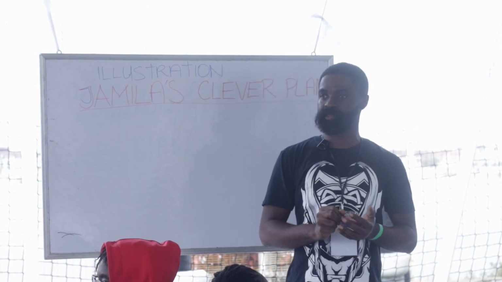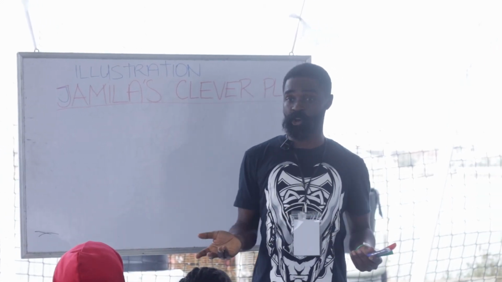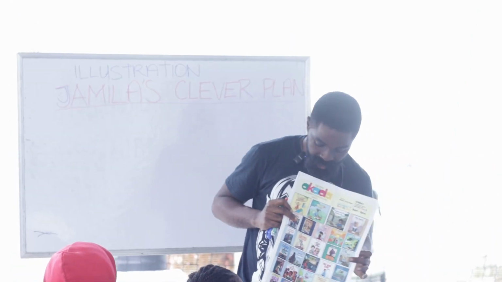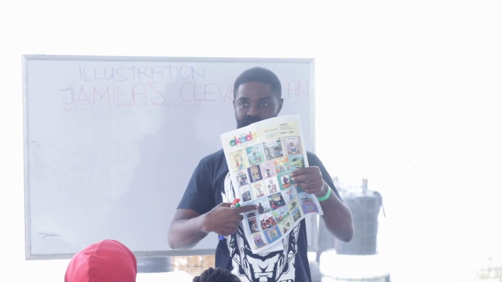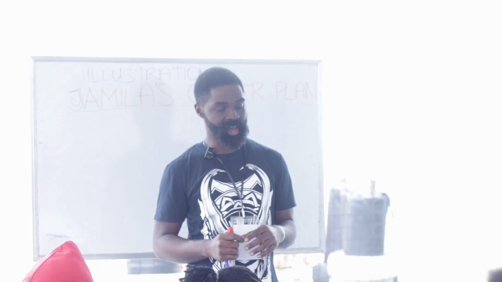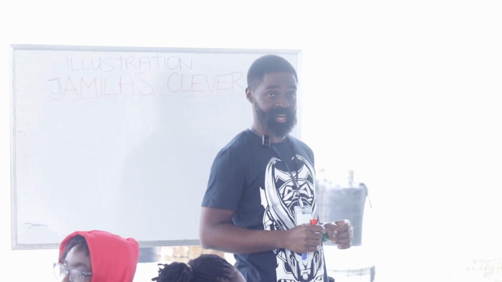KR Onimole. I'm an illustrator. People call me Crow. I drew the book called Jamila's Clever Plan. That book tells the story of Jamila, who lives in Kano with her grandmother. Her grandmother is a dress baker.